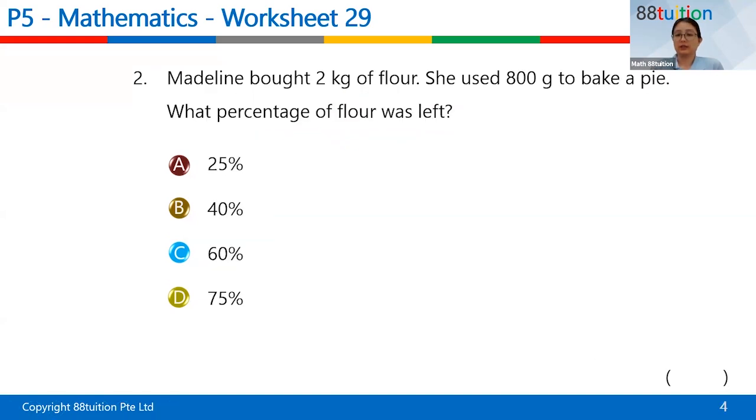Next, you bought 2 kg of flour, you used 800. What percentage? So we first make sure that you are using them in the same units, right? So 2 kg is 2000 grams. Come up with a fraction first, then convert it to a percentage by multiplying by 100.